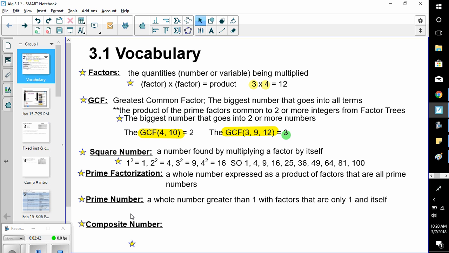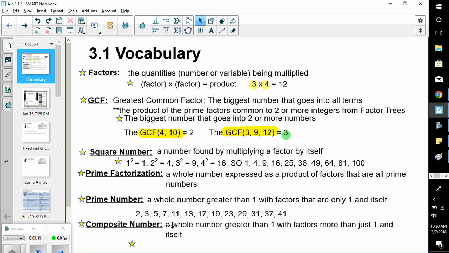A prime number is a whole number greater than 1 with factors that are only 1 and itself. It is important for you to memorize these numbers. The first set of primes that you will need to memorize are 2, 3, 5, 7, 11, 13, 17, 19, 23, 29, 31, 37, 41. Play back how I read those numbers. It will help you memorize them if you repeat it.